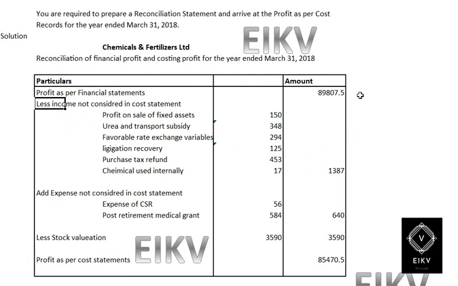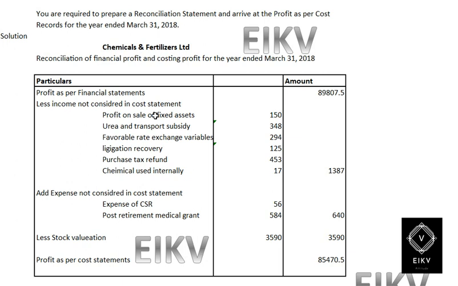So here, which is shown in thousands, 89,807.5. Then the next thing is that we need to add all the profit which is taken in financial statement and which is not considered in cost statement. So some of the profits are profit on sale of fixed asset. The sale of fixed asset will easily affect the financial statement, but when we compare with cost statement, in cost statement we will not consider any profit on sale of fixed asset, right?